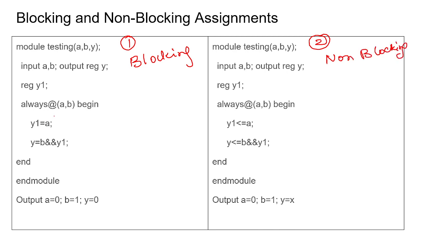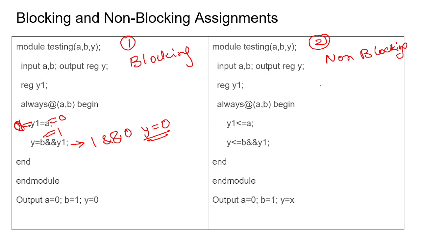In the blocking statements, it will start the execution and follow the order listed here. So it will execute this, and after completing this, it will execute this. If A has 0 and B has 1, then this y1 will be equated to 0, and then this expression will be evaluated like 1 and 0. So y will be 0.